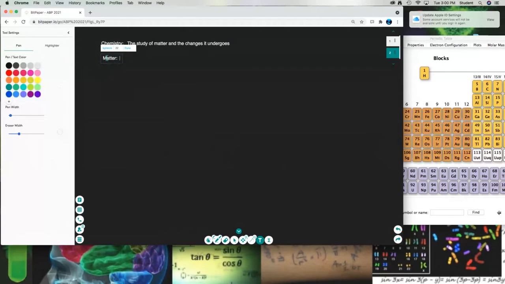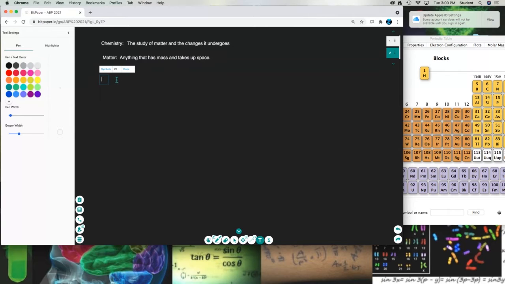I don't mind guiding you along, but matter is anything that has mass and has space. Perfect. Anything that has mass and takes up space. Okay. So there are three phases of matter that we should know, right? There's more, they're coming up with random ones, but for all intensive purposes, what are the three main states of matter?